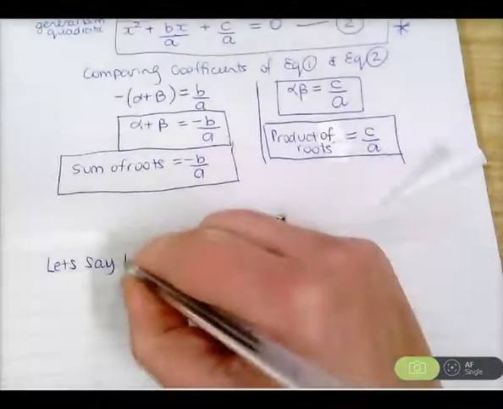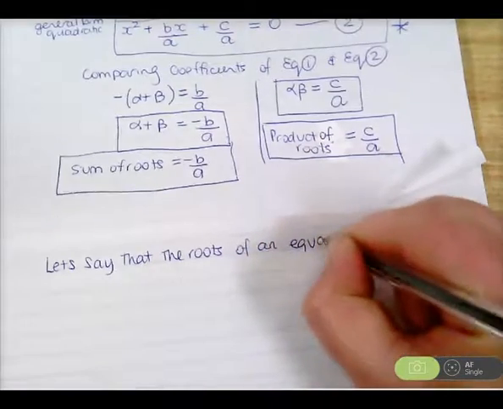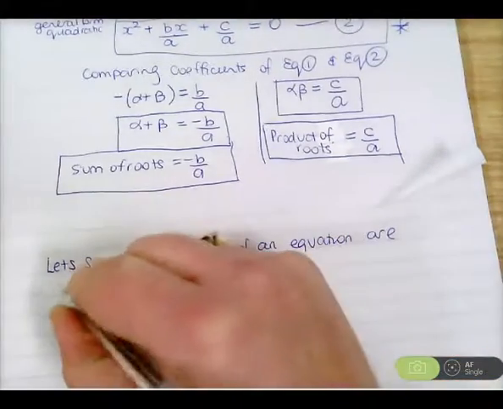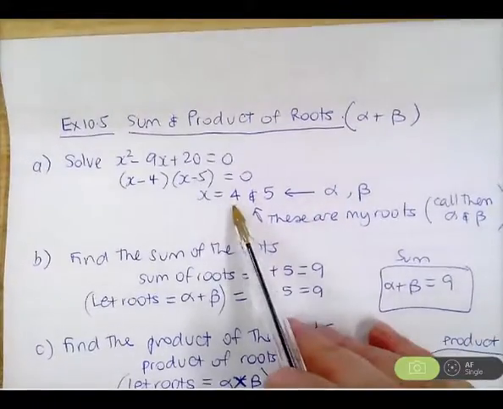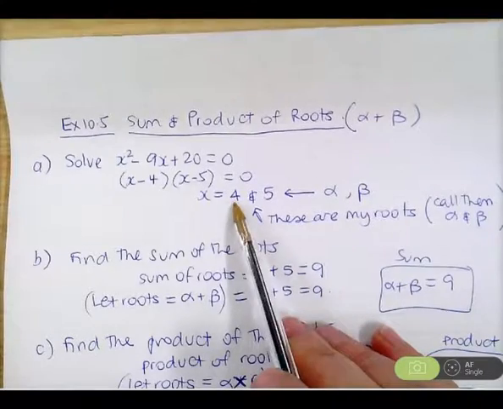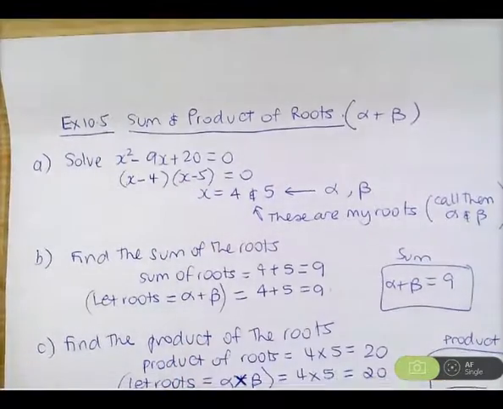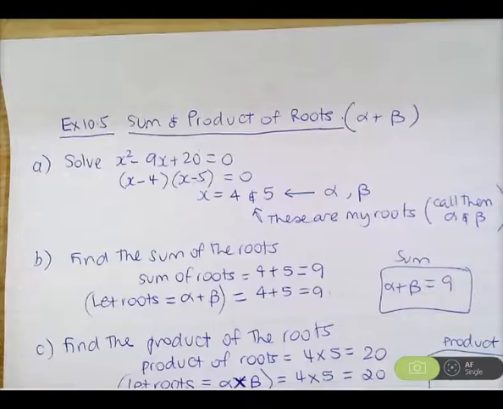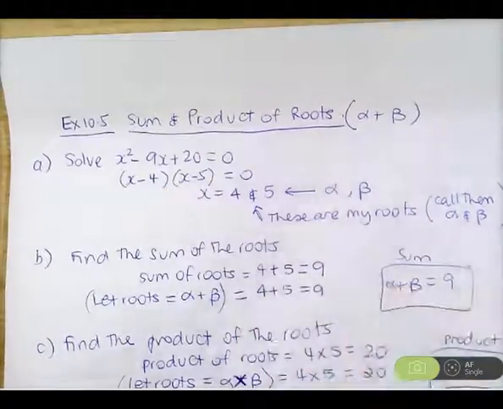So let's say that the roots of an equation are alpha and beta. Now look what happened up here. The roots of this first equation up here are 4 and 5. Where did 4 and 5 come from? x minus 4, x minus 5. Got that? You all need to be watching, otherwise you're going to have no idea what I'm talking about. So if your roots are 4 and 5, they came from x minus 4, x minus 5.